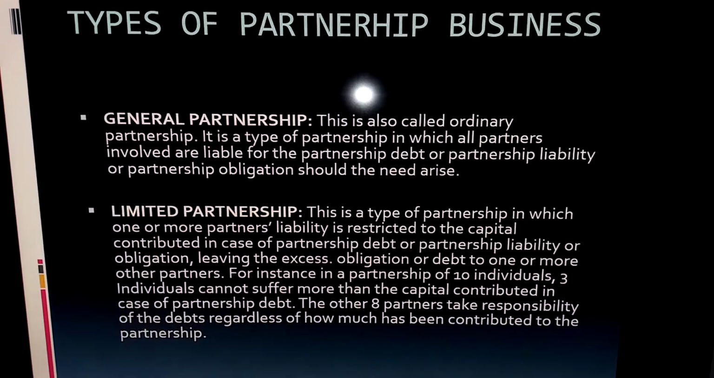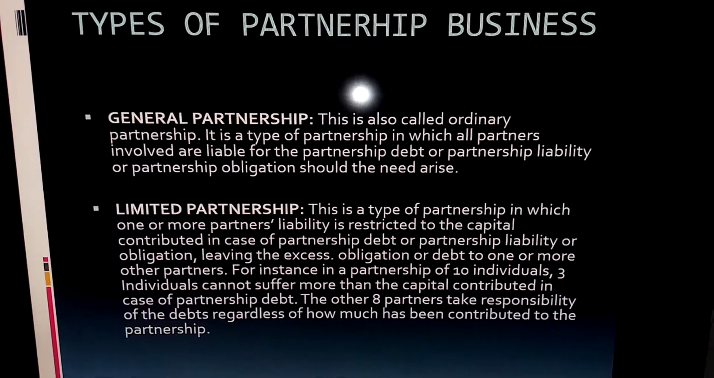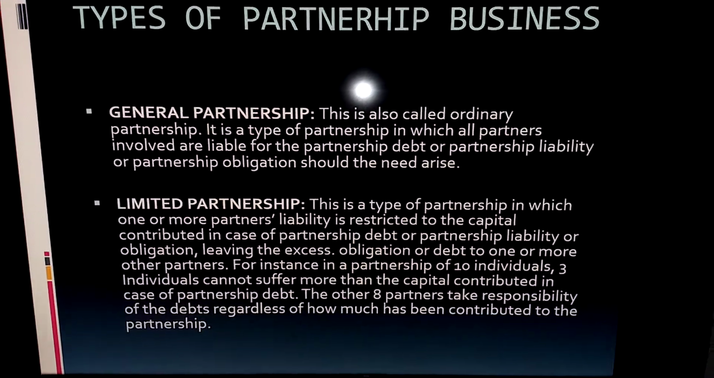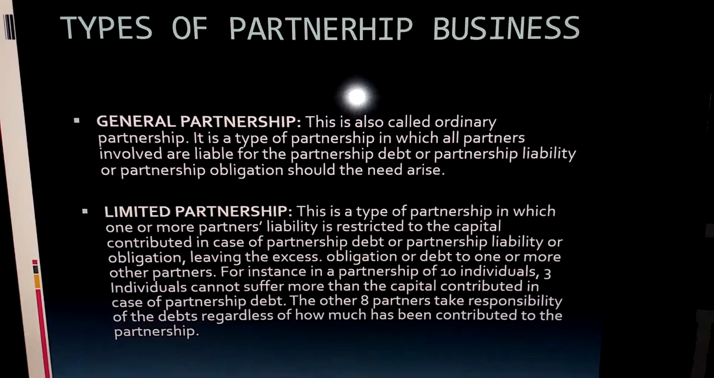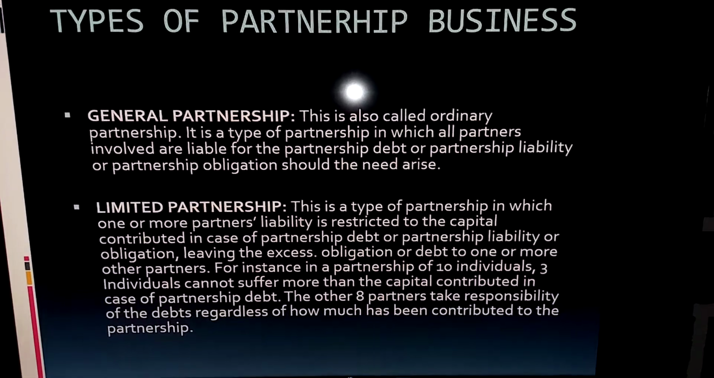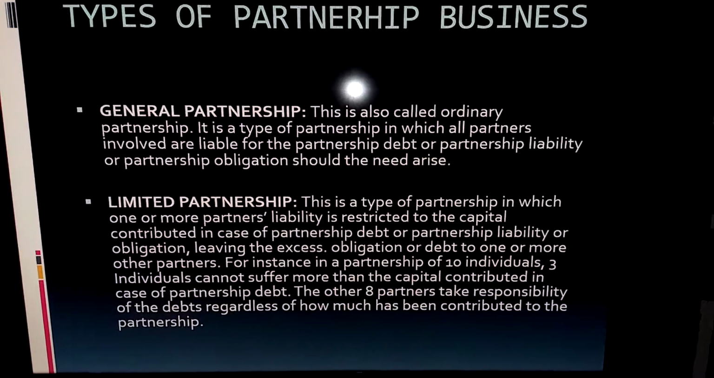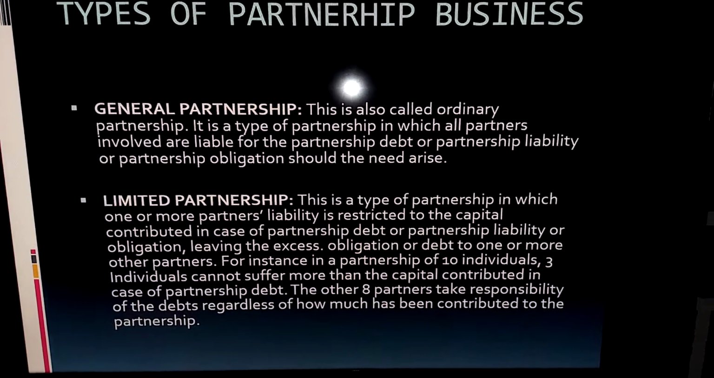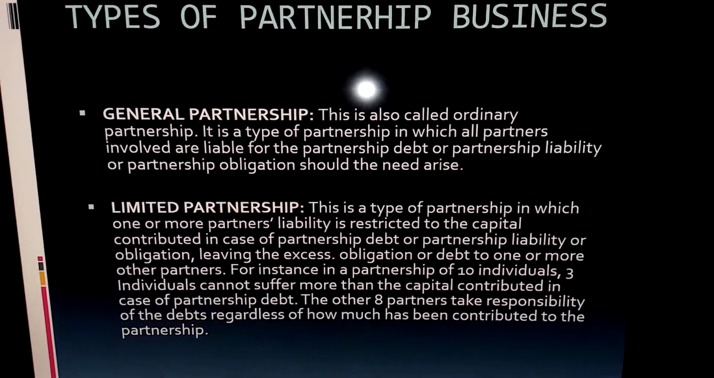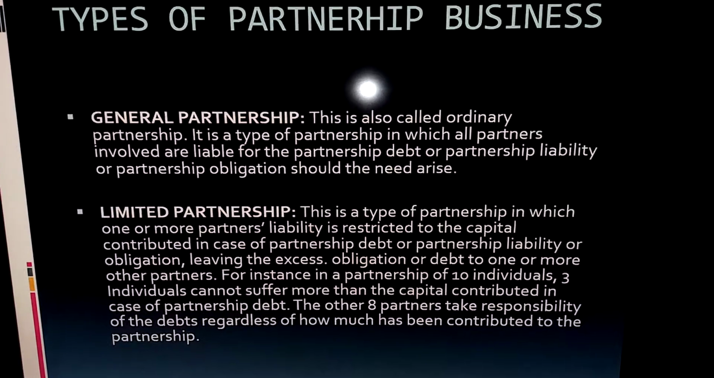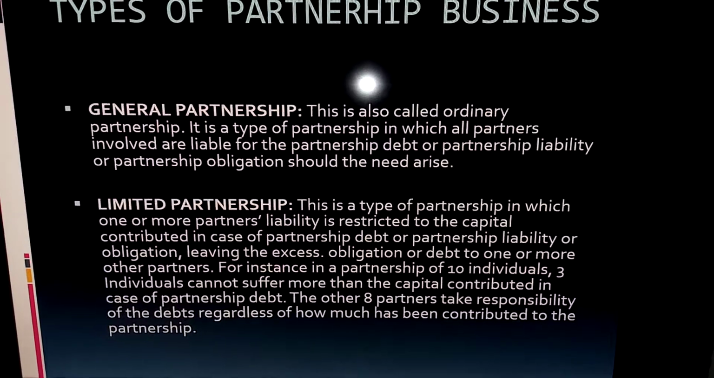Now, as a partnership business, we can classify it into two types: general partnership or limited partnership. General partnership is a type of partnership in which all the partners involved are liable for any partnership debt that arises. If there are 20 or 10 partners, all of them are responsible for any partnership liability, debt or obligation where the need arises. If the partnership business runs into a debt of 1 billion naira, everybody is involved. Everybody is responsible. That's why it's called general partnership. We're talking about the business now, not the partners.